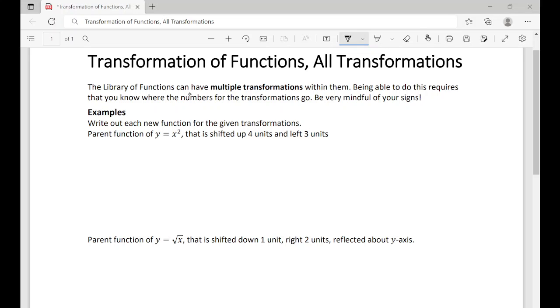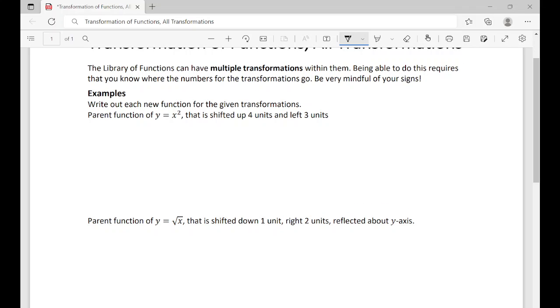The library of functions can have multiple transformations within them. Being able to do this requires that you know where the numbers for the transformation go. You need to be very mindful of your signs. So we're going to start with the first one.